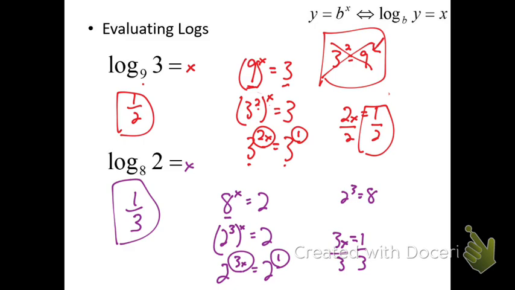Now the other way you could have looked at that is, is the third root of 8 2? Well, it sure is. Is another way of writing that 8 to the 1/3 power is equal to 2? It sure is. That's the other reason why that's 1/3.